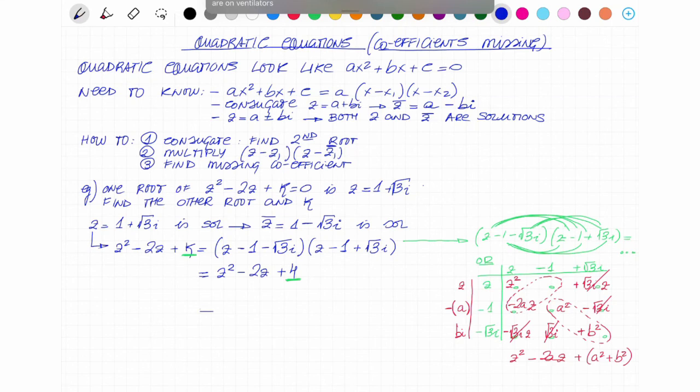Once we've got everything, we can come in here. So we go, all right, the solutions for this equation, 1 plus or minus square root of 3i, those are the two solutions, and the K, in our case, equals 4. Mental check, they wanted the other root and the K. We gave both roots and the K, so we've got everything. So we can box it because we're done.